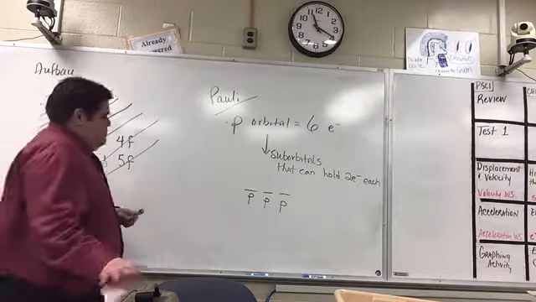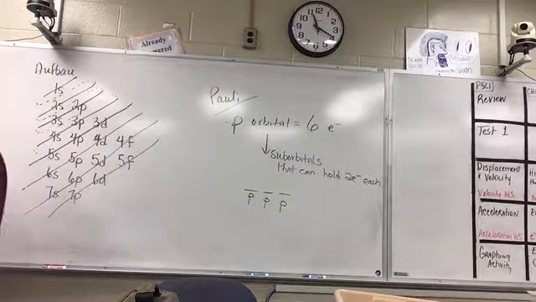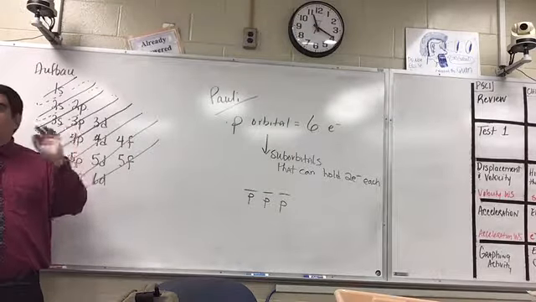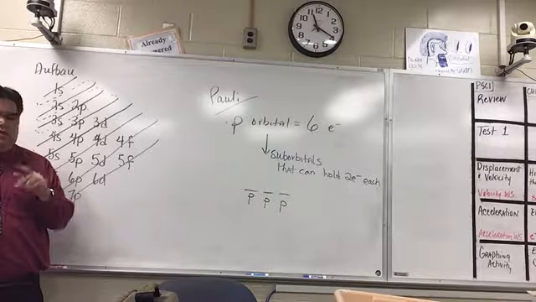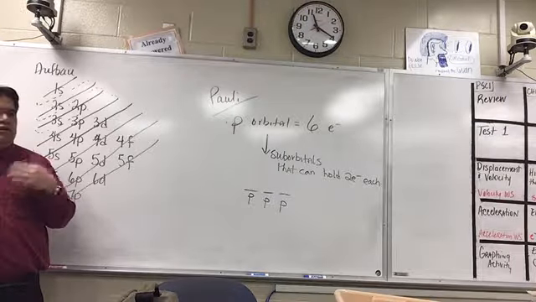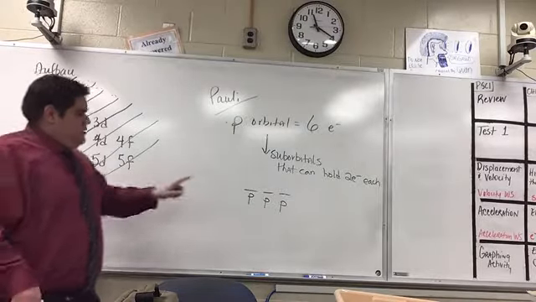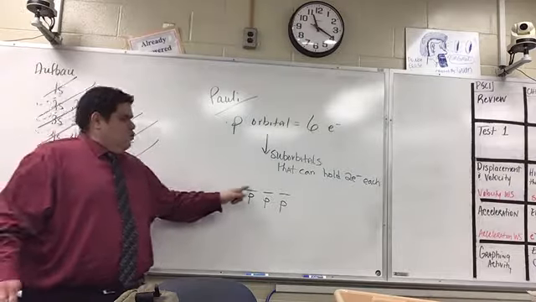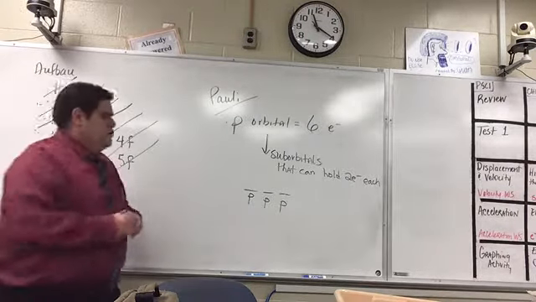All right? However, the third rule is Hund's rule. And Hund's rule says you must go up, up, up before you can go down, down, down. You must go up, up, up before you go down, down, down. Okay? So what happens here is this. All right? When we're doing the Pauli exclusion principle, this orbital can hold how many? 2. What the Pauli exclusion principle says also is this.